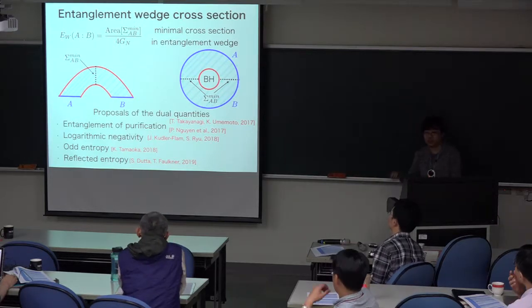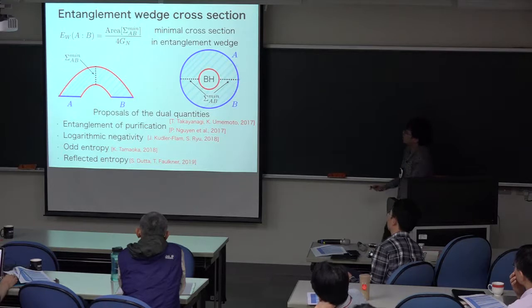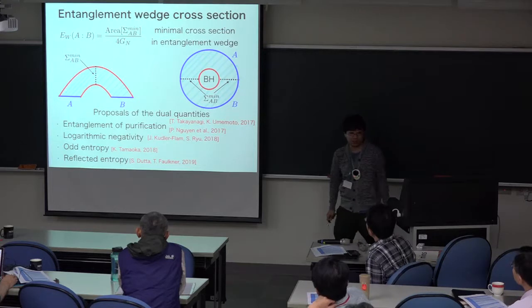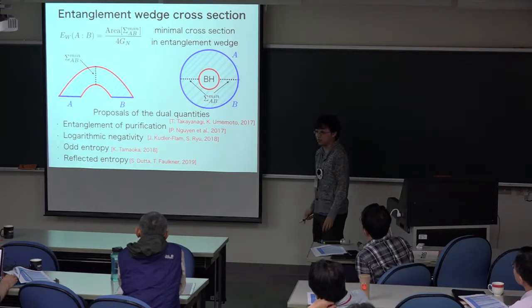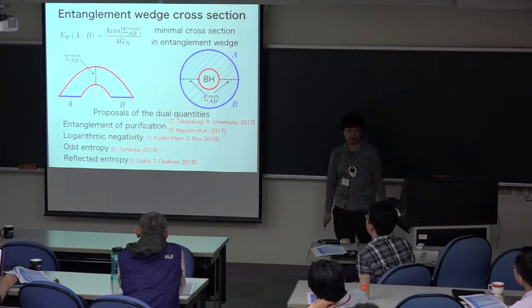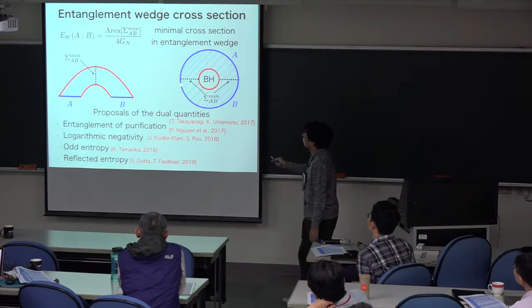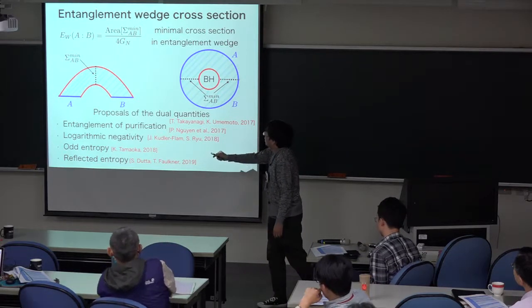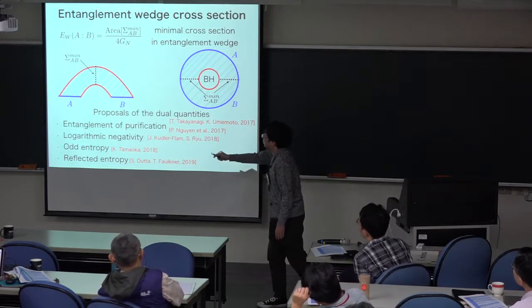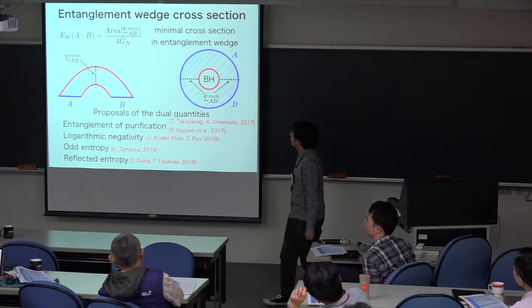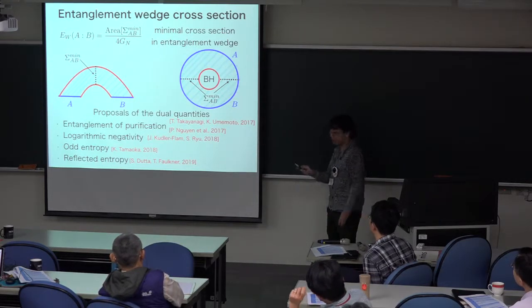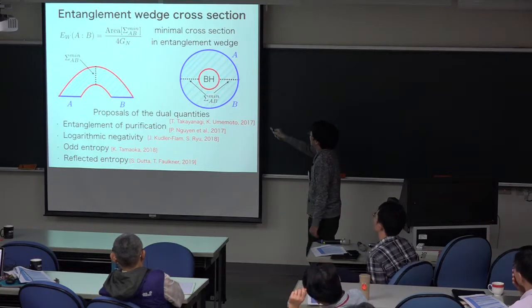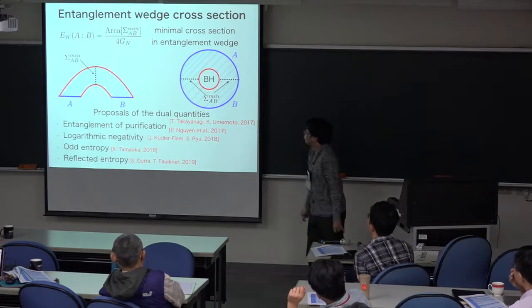As explained in yesterday's talk by Koji Miyamoto, the entanglement wedge cross-section is the minimal cross-section in the entanglement wedge. Now, this entanglement wedge is the gravity dual of a mixed state rho AB. For example, for a reduced density matrix rho AB, the entanglement wedge is this blue shaded region bounded by two red minimal surfaces. And for a thermal state rho AB, the entanglement wedge is this blue shaded region outside the black hole horizon.